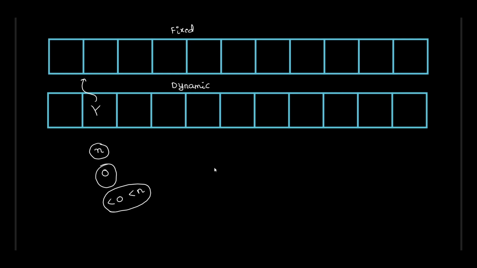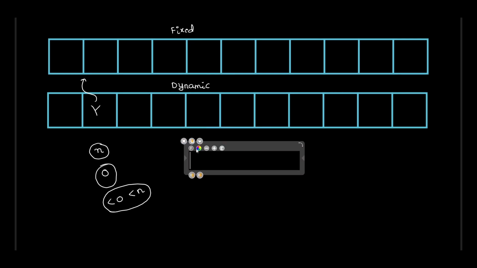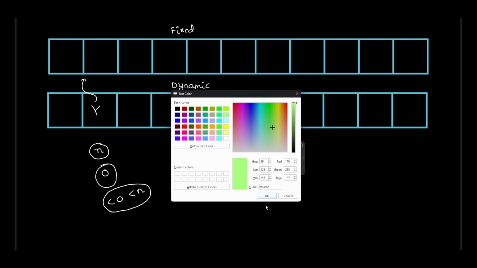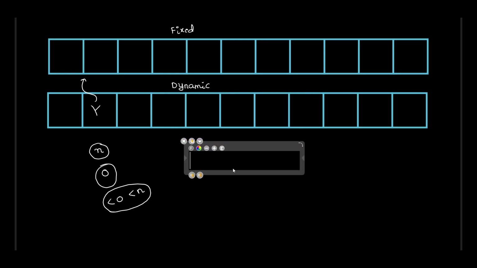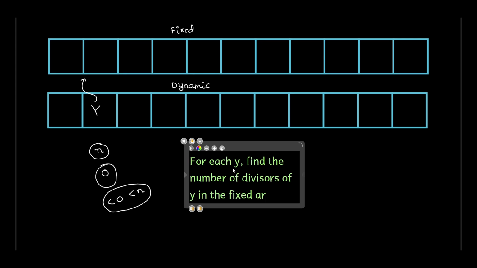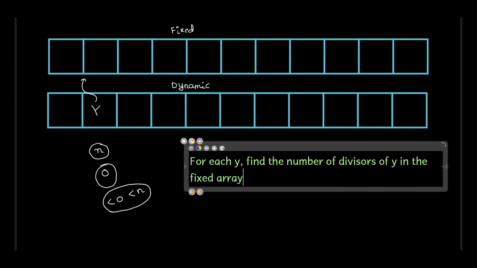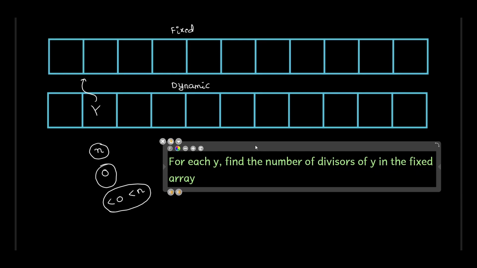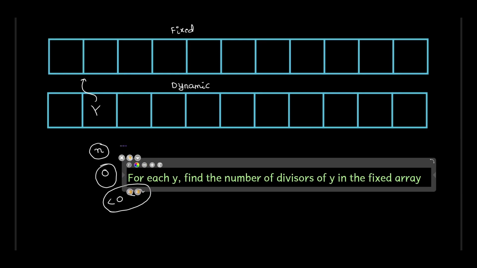So all we have to do is, let me write that down. The problem statement basically says, for each y, find the number of divisors of y in the fixed array. This is the simple problem statement that we have to solve. Now let's see some approaches to solve this problem.